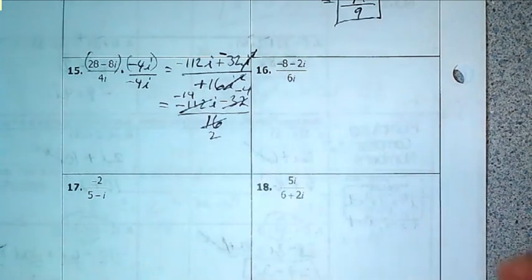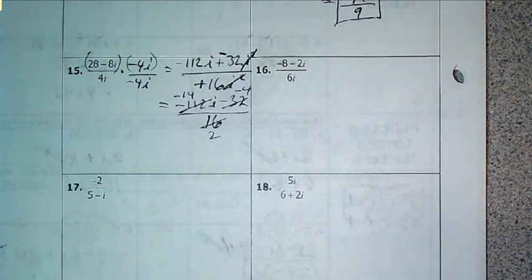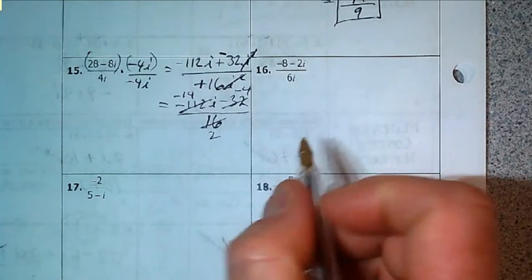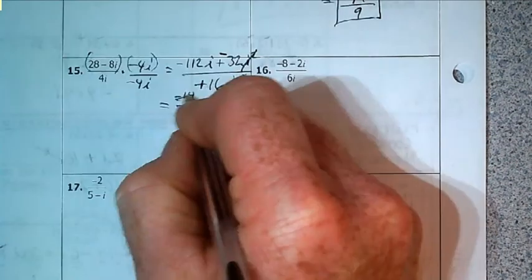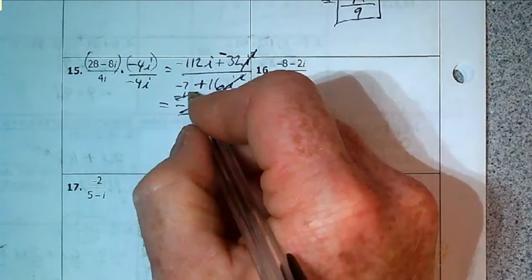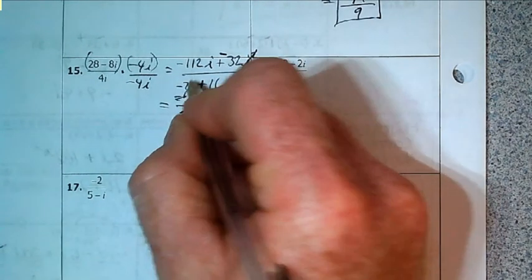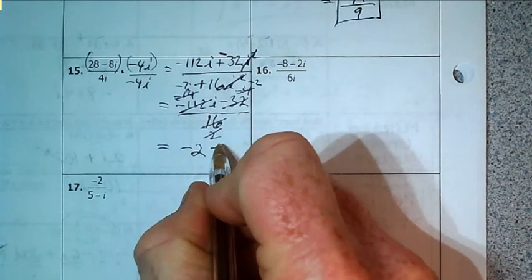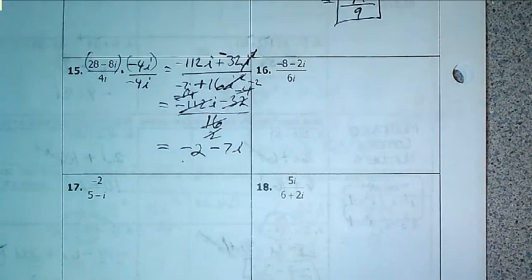Oh, we can go even further. Okay? So, we can go even further because they're all divisible by 2. So this is going to be a negative 7 and a negative 2. Now don't forget it's negative 7i. So we're going to end up with negative 2 minus 7i, and that's it. There's nothing in the denominator. If it's a 1, you don't have to write the 1.